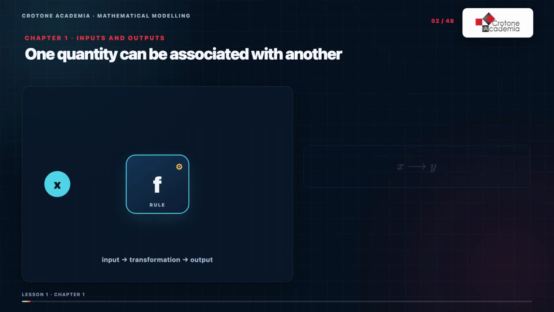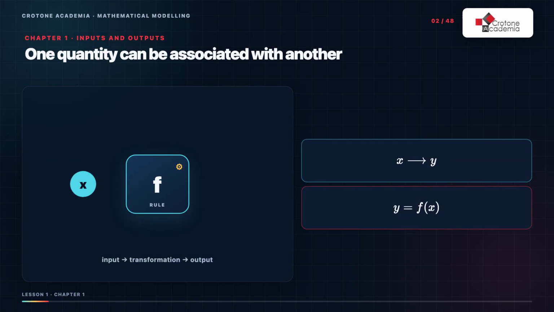In mathematics, we often study how one quantity is related to another. Distance traveled may depend on time. The area of a square depends on its side length. The total cost of identical objects depends on how many we buy. We usually call the supplied quantity the input and label it X. We call the associated result the output and label it Y. The arrow from X to Y says that an input is associated with an output.